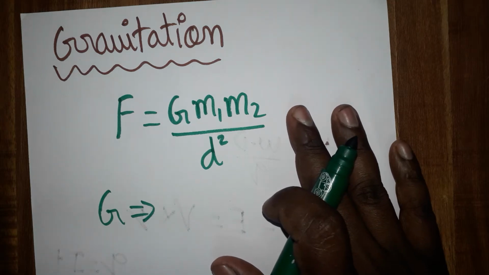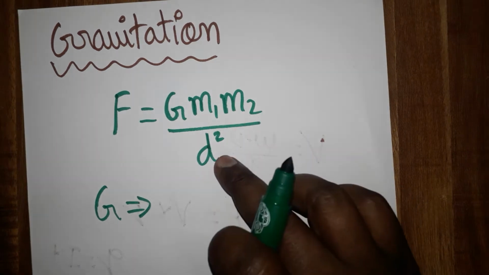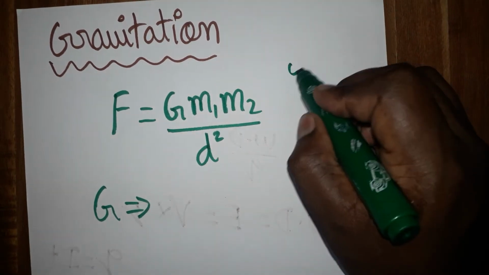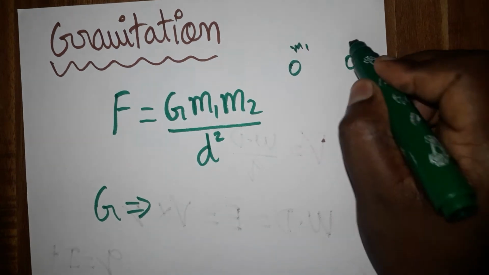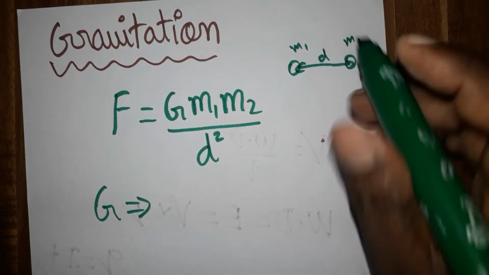Okay, the first one, gravitation, the universal law of gravitation. F is equal to G times m1 m2 divided by d square. m1 is mass 1, m2 is mass 2, and d is the distance between the two objects. So you can take it like this. It's called the universal law of gravitation.